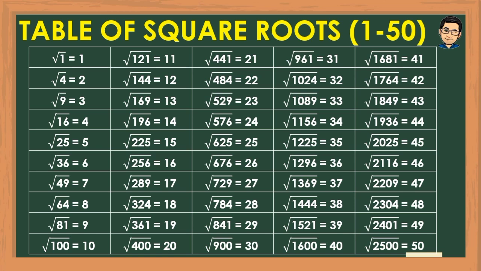Okay, so ayan. So square root of 1, that is 1. Square root of 4, that is 2. Up to square root of 2,500, that is 50. So kapag kinuha natin yung mga principal roots na yan, ma-check natin na tama yung sagot kapag yung number minultiply natin sa sarili niya. Okay, like for example, square root of 289. The square root of 289 is 17. Okay, to check, we will multiply 17 by 17. So 17 times 17, that is 289. So therefore, the square root of 289 is 17.